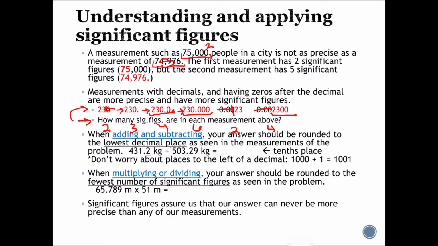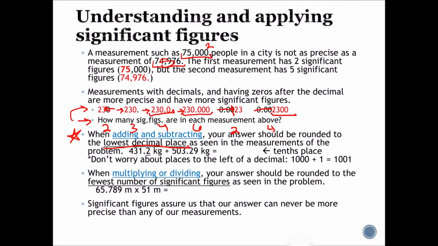Okay, now that you know how to count significant figures, let's apply. Whether you are adding, subtracting, multiplying, or dividing, your answer can never be more precise than any measurement in the problem. That is the main reason that we use significant figures. So when adding and subtracting, you are going to round your answer to the lowest decimal place seen in the measurements or in the math problem.